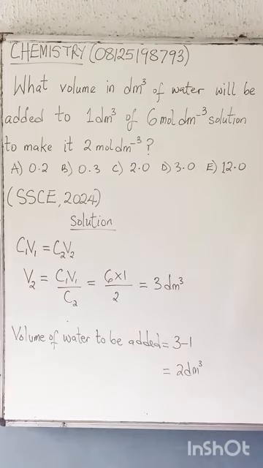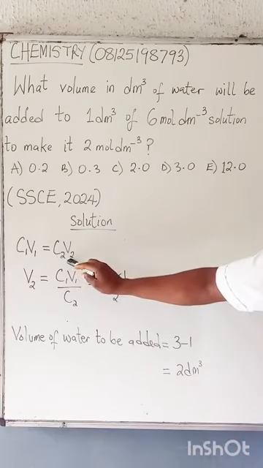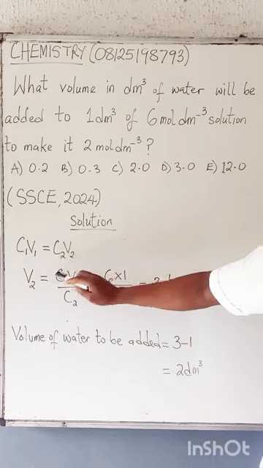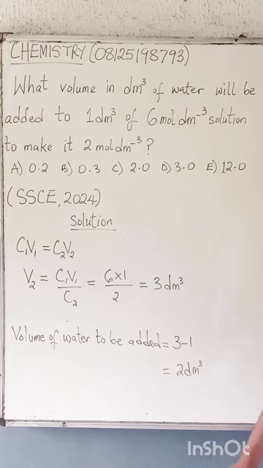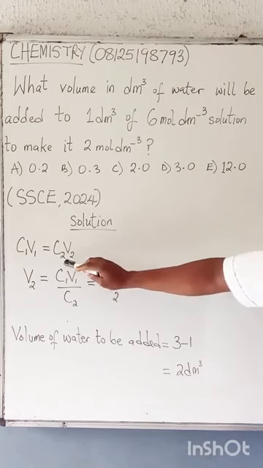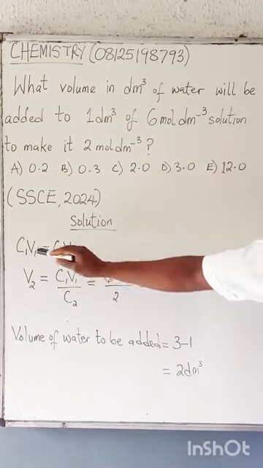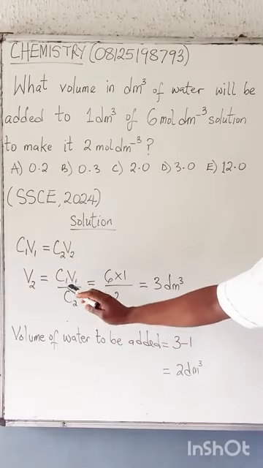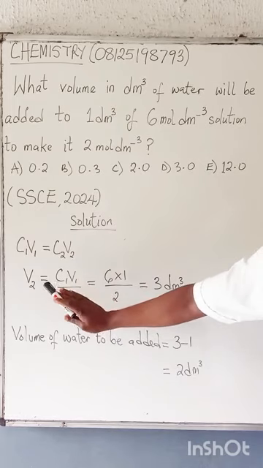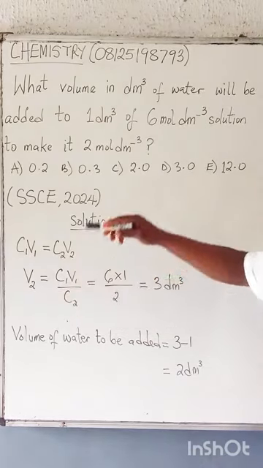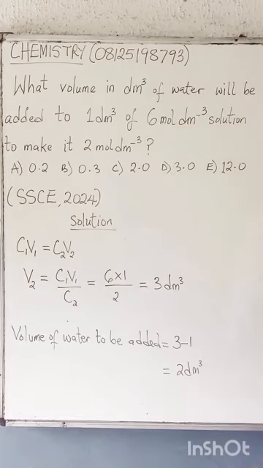And using your mathematics, you do change of subject of the formula. We're looking for V2. V2 equals C1V1 over C2. That is, the coefficient of V2 is C2, so you divide both sides by C2. That will now give us C1V1 over C2. This is the formula we will use to get V2, the volume of this solution that has a lower concentration.